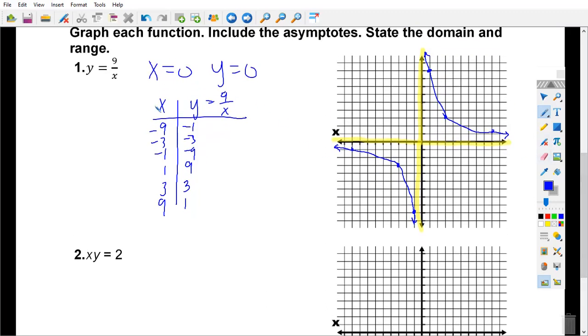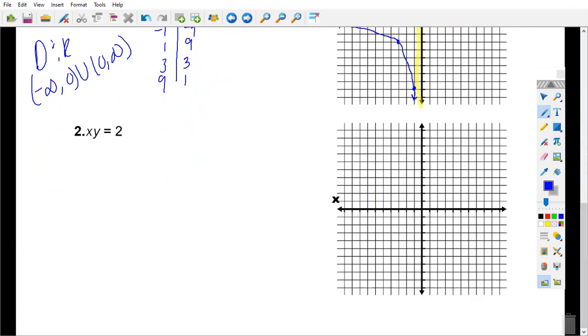All right, so the domain here is still what? The domain and the range are still going to be negative infinity to 0, union 0 to infinity, all that jam, right? Okay, this one, was it in the correct form? No. So what did you have to do?